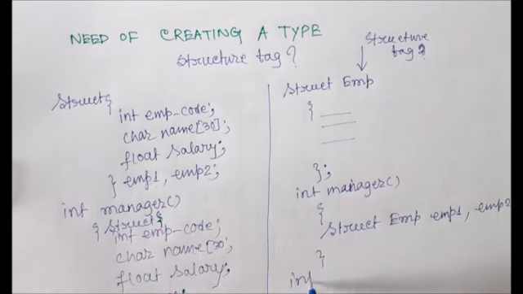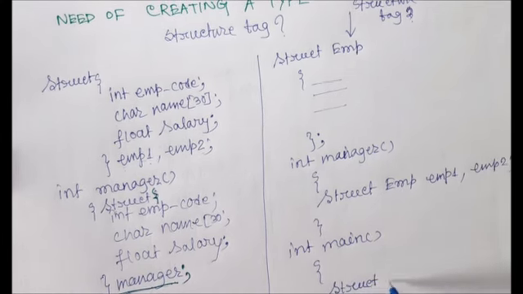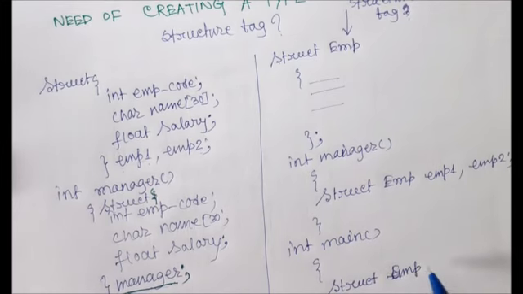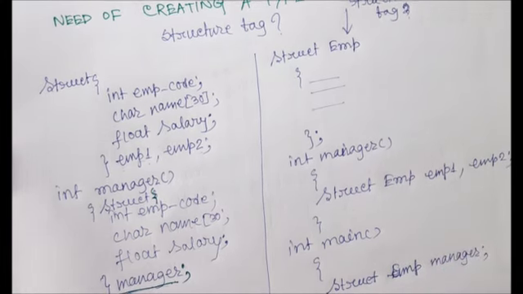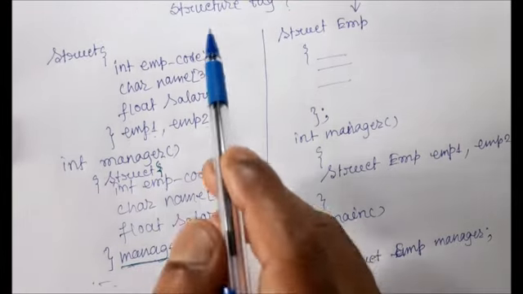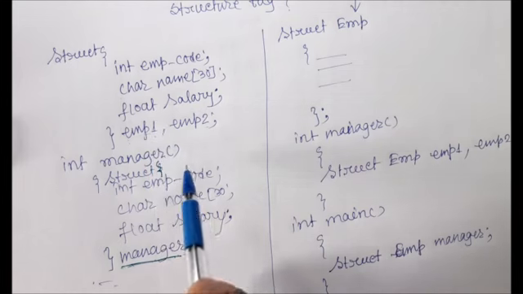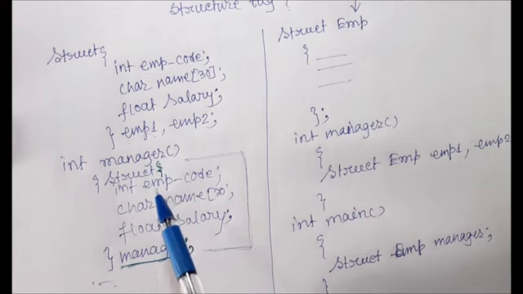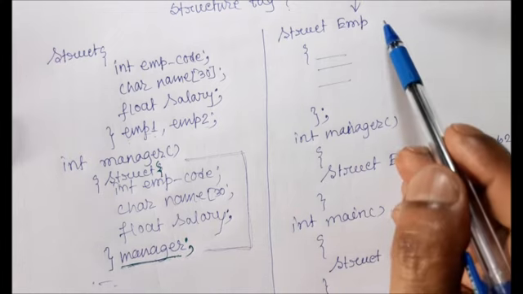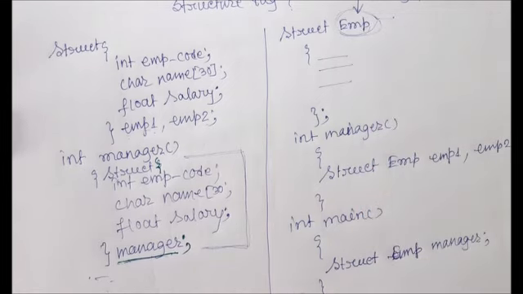Even we can declare, for example, in the main function: if I want an additional structure variable as per requirement, we can also declare struct employee, then for example manager. So now look at the difference. When we don't use a structure tag and want an additional structure variable, every time we have to declare the body of a structure. That means we have to define a structure again and again. But if I once declare a structure name, or we can say structure tag, the structure tag is used to identify a particular kind of structure.